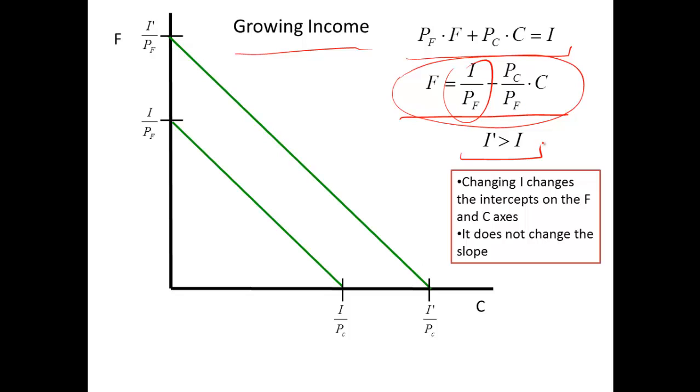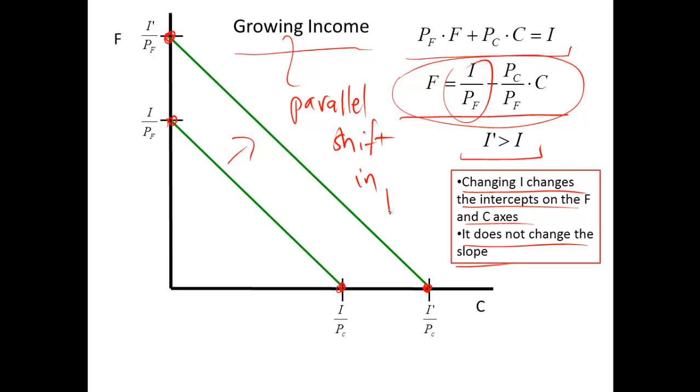So going back to this picture, here's the budget constraint, the one connecting this dot and this dot, associated with the level of income I. The level of income I prime, which is bigger than I, has a budget constraint that's shifted out parallel. So it has a higher intercept here, and it hits the c-axis out farther, but the slope is the same. So changing I changes the intercepts on the f and c axes, but it does not change the slope. Saying it yet one more way, changing income gives rise to a parallel shift in the budget constraint.